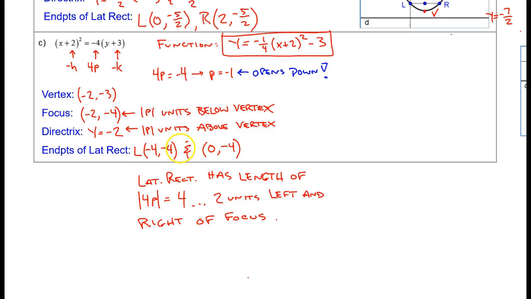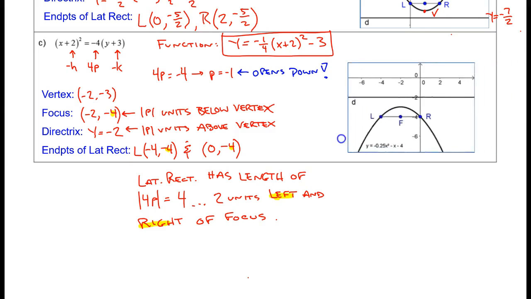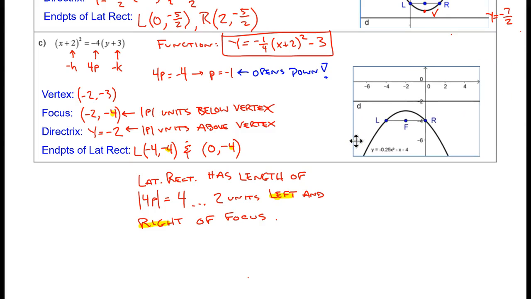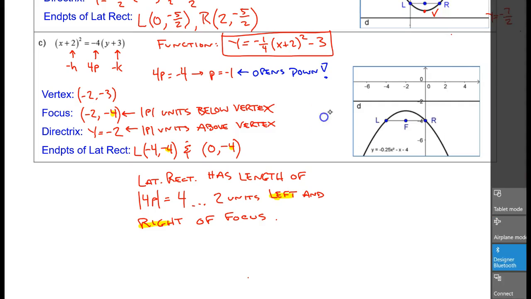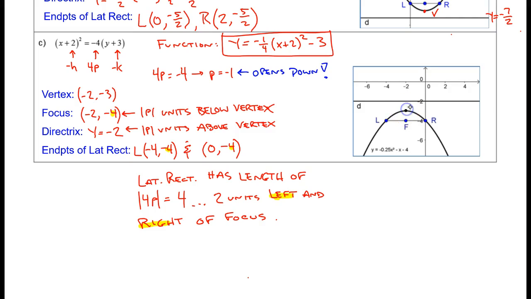Notice the y-coordinate doesn't change. I have the same y-coordinate for my focus as my left and right endpoints. All that changes is the x-coordinate because we're moving left and right of the focus. Okay, that's all the important details about this parabola. Go ahead and take a look at the picture. You should be able to replicate that picture by hand if I asked you to. All you have to do is identify the vertex, the focus, the directrix, and then the left and right endpoints.